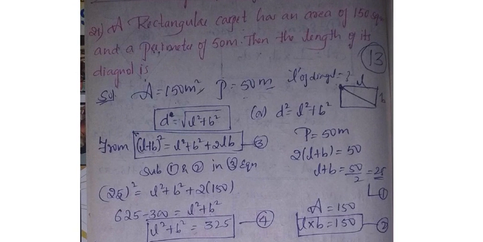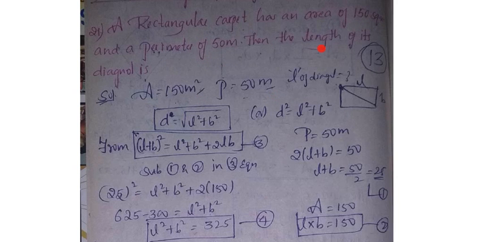Here, friends, I am reading the question, listen once. A rectangular carpet has an area of 150 square meters, okay? Means one rectangle is having area how much? 150 square meters, and the perimeter they have given is 50 meters. I have written: area is 150 meter square, perimeter is 50 meters.